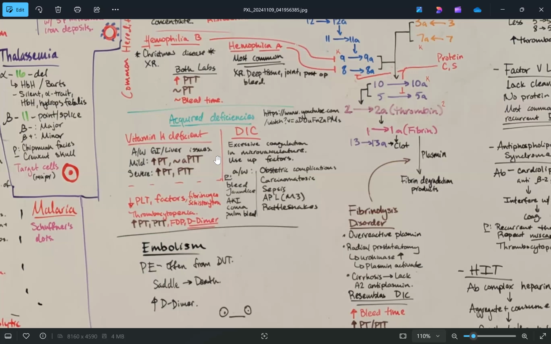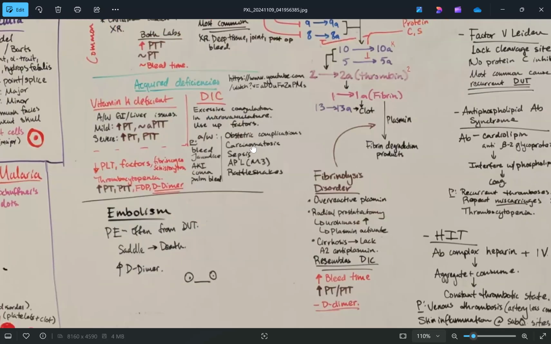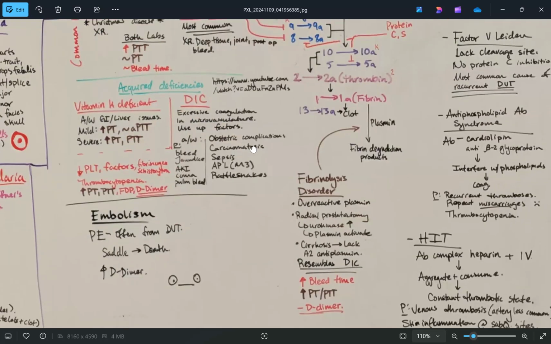Moving on, we're going to skip embolisms because they didn't really talk too much about embolisms. I just wrote that there to have it. D dimers are also increased in embolisms.